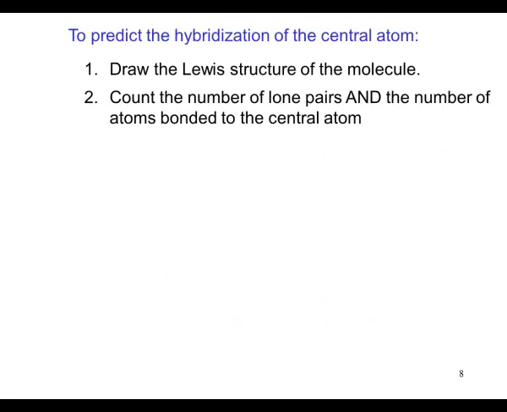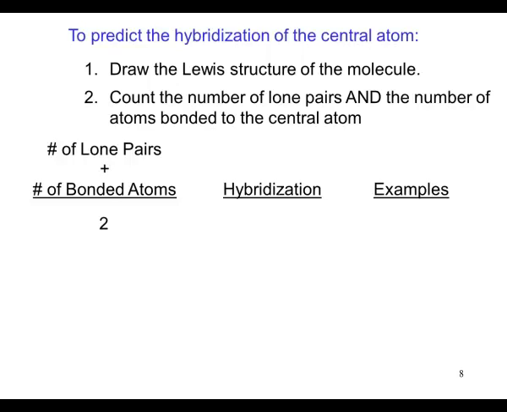To predict the hybridization of the central atom, first draw the Lewis structure of the molecule and count the number of lone pairs and the number of atoms bonded to the central atom. If there are 2 lone pairs and bonded atoms, the hybridization is sp. An example is beryllium dichloride. 3 bonded atoms, hybridization sp2, boron trifluoride. 4 bonded atoms or lone pairs, sp3 hybridization. Examples are methane, ammonia, and water.